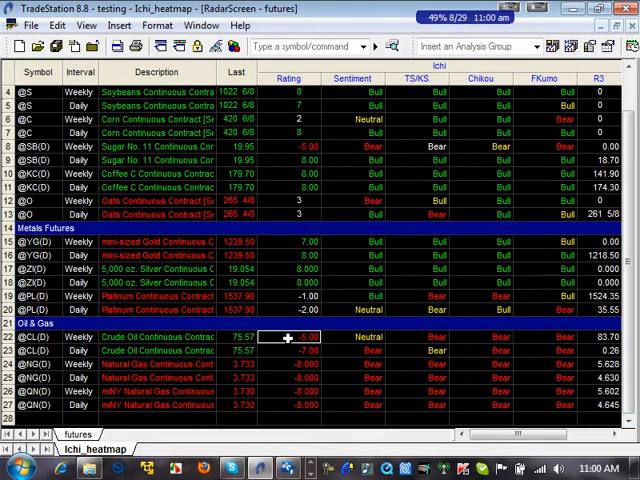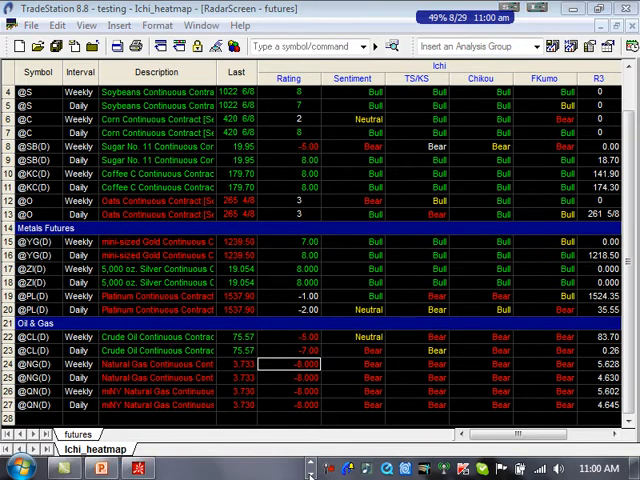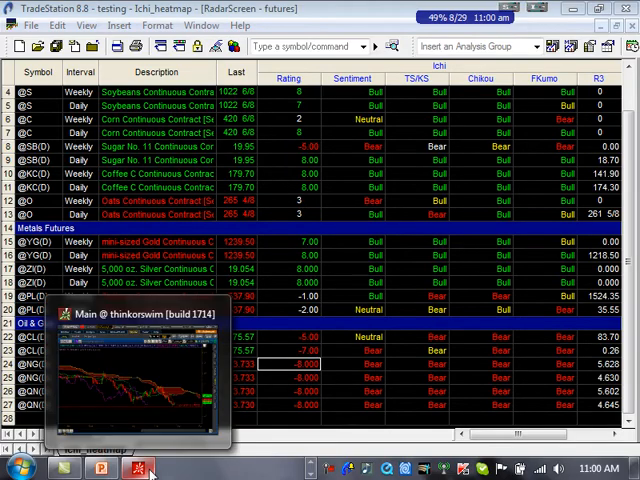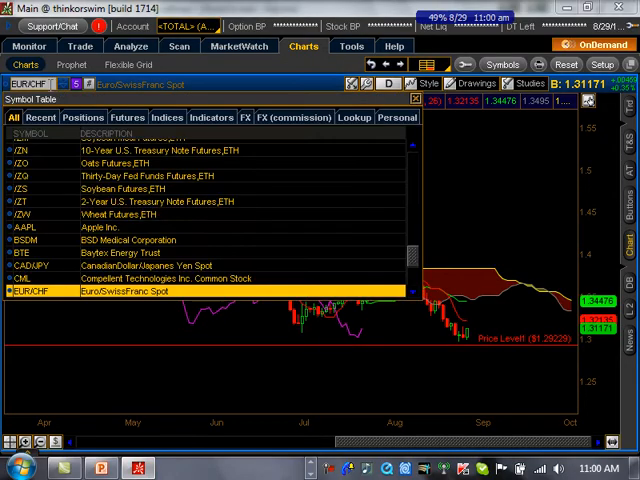If you look at crude oil, it's still bearish. You'd like the weekly to be a little higher so it's influencing the daily. And if you look at natural gas, you could see that it is bearish. Okay, so let's start by looking at wheat, and then we'll go into coffee. So we're going to look at wheat.